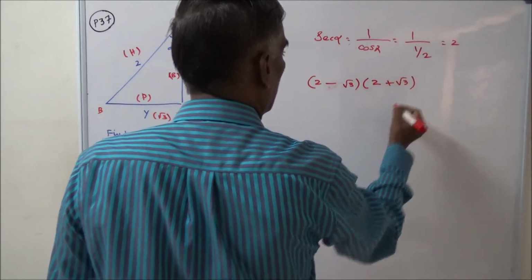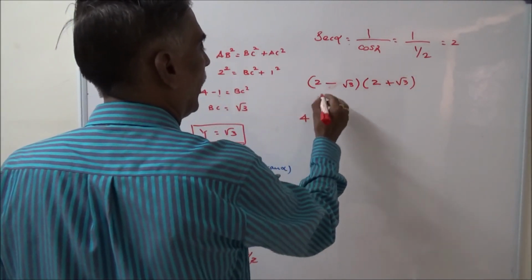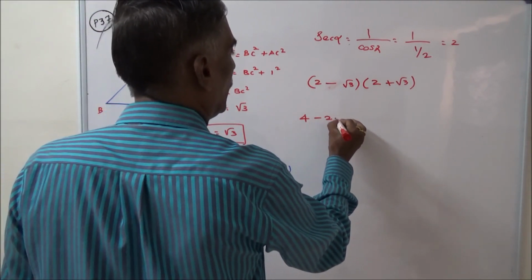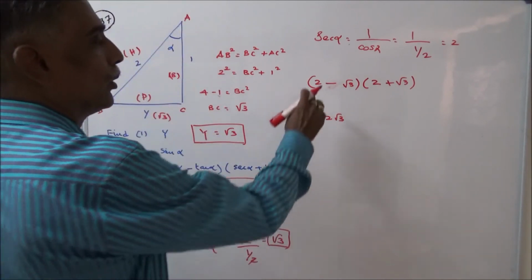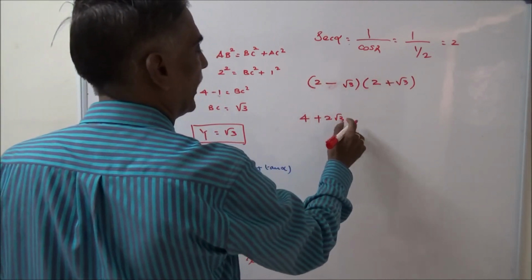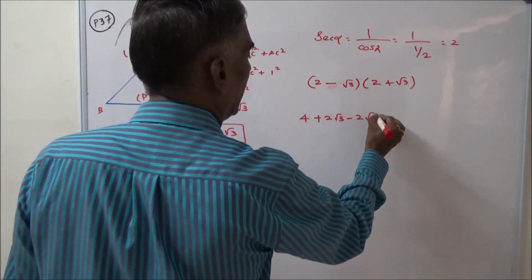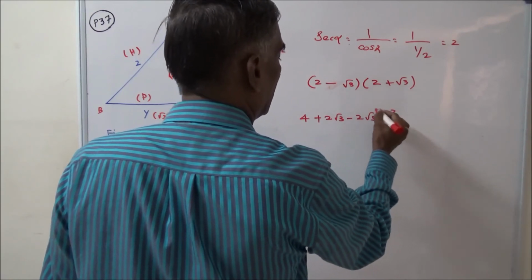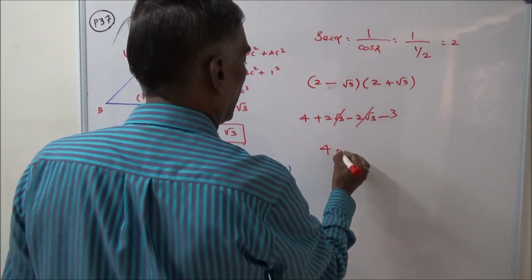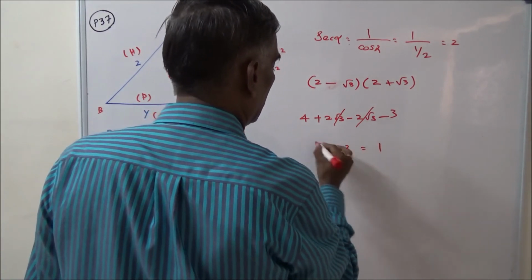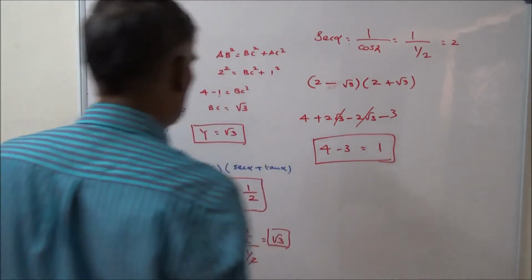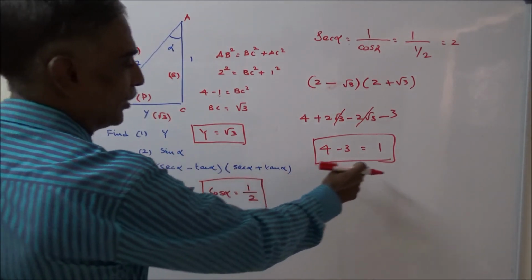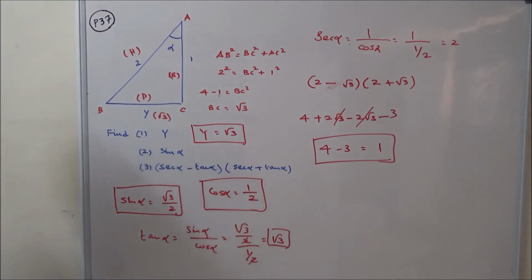Okay, simplify it. 2 into 2, 4, plus 2 into root 3, minus 2 into root 3, minus root 3 into root 3, that is equal to 3. These two terms cancel. 4 minus 3 is equal to 1. So this is the third question answer. Secant alpha minus tan alpha into secant alpha plus tan alpha is equal to 1. This way you have to work out this problem. Thanks.